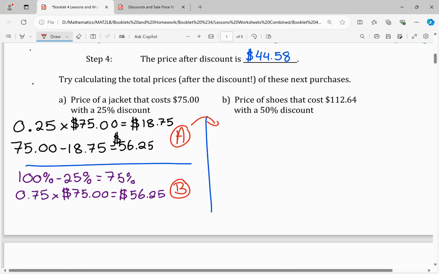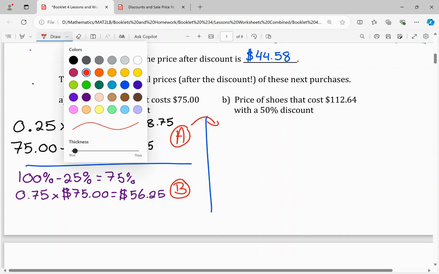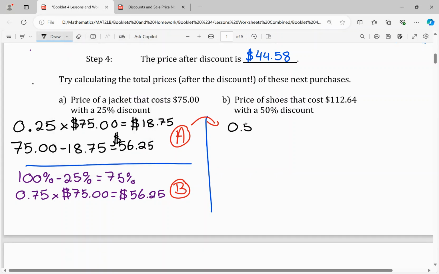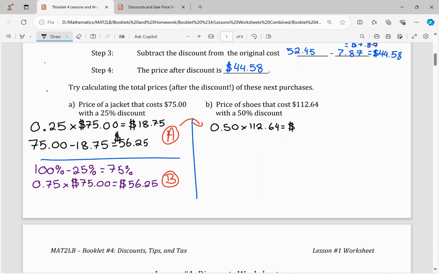The price of shoes normally costs $112.64. However, we have a 50% discount. So I'm going to take 50%, which is 0.50. I'm going to multiply that by the original price, which is $112.64. And what I get is the discount, the amount of money that I'm saving, which is $56.32.